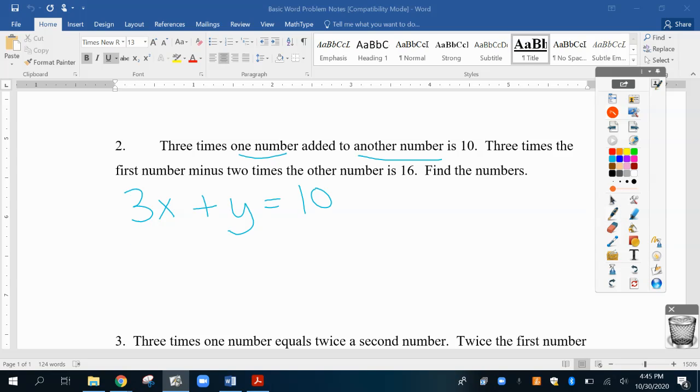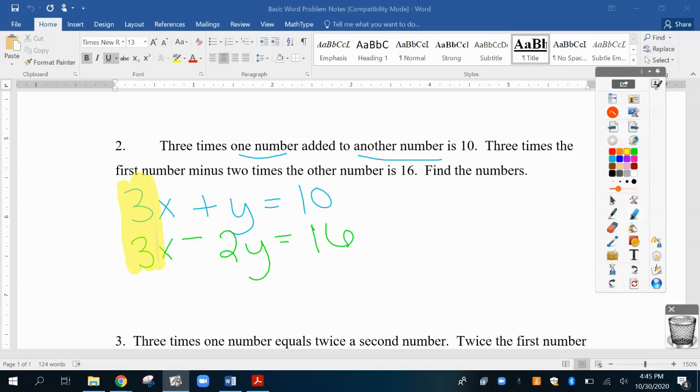Minus, how would we write 2 times the other number? We should write 2y equals 16. Now again, we could choose to solve this by graphing, substitution, or elimination, but we have this nice, neat stacked pattern going on. So elimination is kind of what makes sense here. So if we choose elimination, which variable do we see that has a matching coefficient?